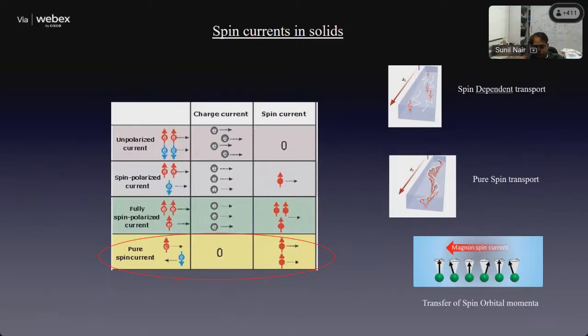Now, our interest is on a different class of materials by itself, and these are not magnetic metals at all. They are magnetic, but they are not metallic. Okay, so what that means is that there are no free charge carriers for electronic conduction at all. So in that case, one can get what is known as a pure spin current.